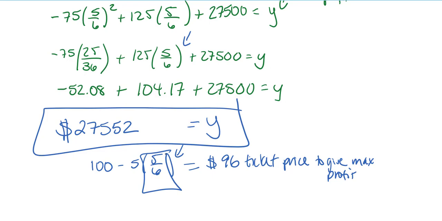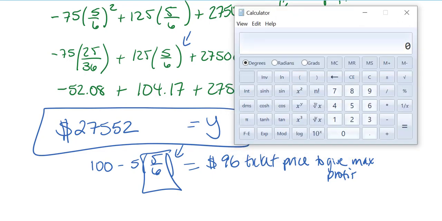Now, why did we do that? It's because x was given to us as 5 over 6, so if we got our calculators out, 5 times 5 is 25 divided by 6. And then we would take this 4.2. Let's go 100 minus 4.2. We get 95.8. So it's like $96. So that's what that means. To get us to the maximum profit, we need x to be 5 over 6, which gives us a ticket price of around $96.